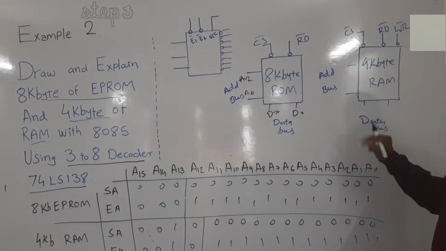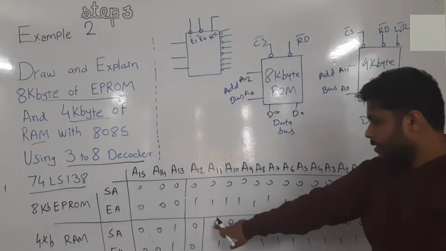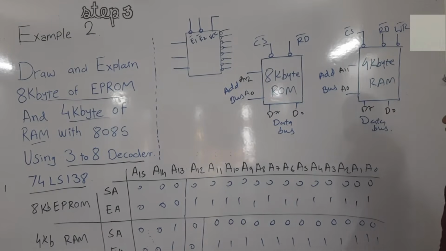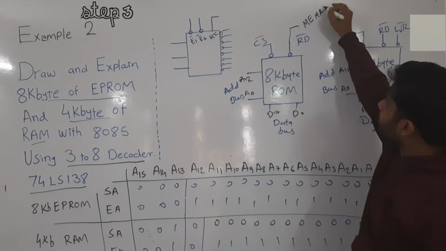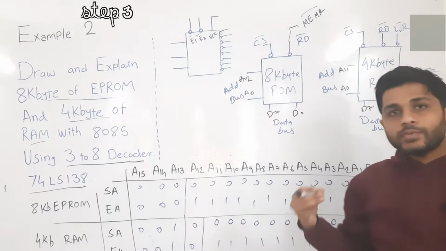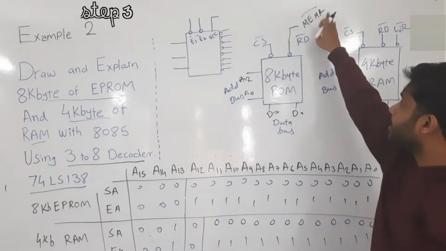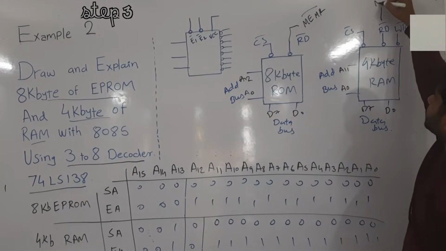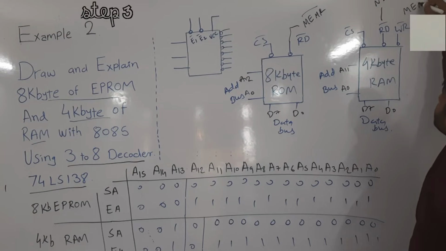What will be the address lines required for the 4K byte? It will be A0 to A11. You can see A0 to A11 and D0 to D7 for the data bus. What is the control signal required here? Memory read. It means that the memory read control signal which is coming out of the microprocessor should be connected to here. So when the processor sends the memory read control signal, this memory will be read.